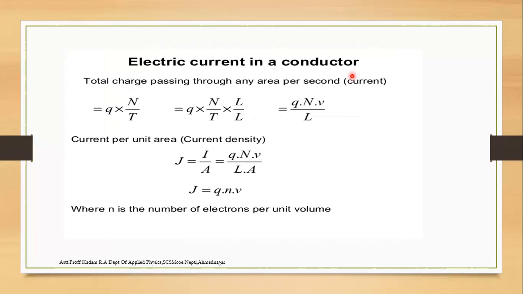So the electrical current in the conductor is the total charge passing through the unit area. Then q multiplied by n divided by t, solving the equation, gives q n into v, where v is the drift velocity, divided by l, the length. Then the current density, denoted by J, is equal to I divided by A, so J is equal to q n v.